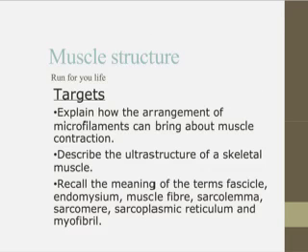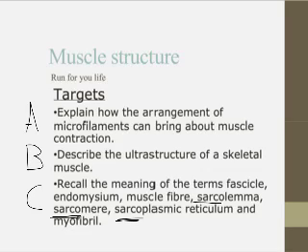So what we're looking at for today, in terms of outcomes, for A grade we're looking at explain how the arrangement of microfilaments can bring about muscle contraction. For B grade we're looking at describing the ultrastructure of skeletal muscle, so really the deep structure of it, so the cells it's made up of and then what's within those cells. And C grade, so that's everybody here, recall the meaning of these terms. So fascicle, endomysium, muscle fibre, sarcolemma, sarcomere, sarcoplasmic reticulum, and myofibril. You'll see this term sarco quite a lot. Sarco tends to refer to things in muscles, so look, sarcolemma, sarcomere, sarcoplasmic reticulum, so that'll occur quite a lot.